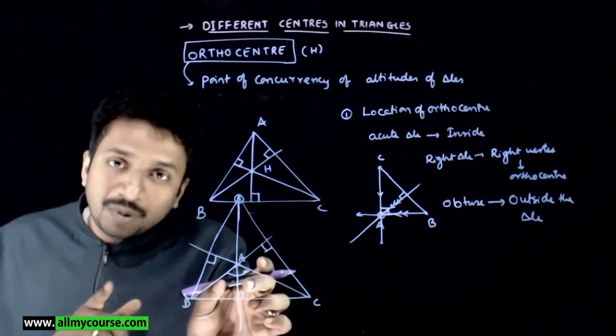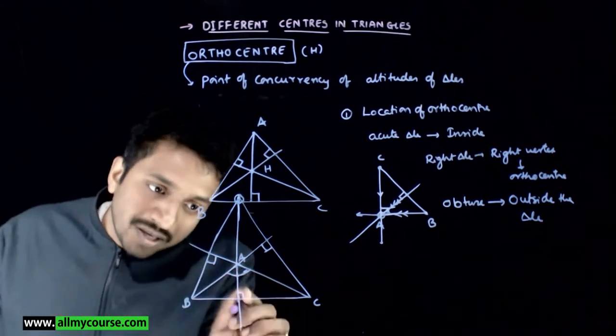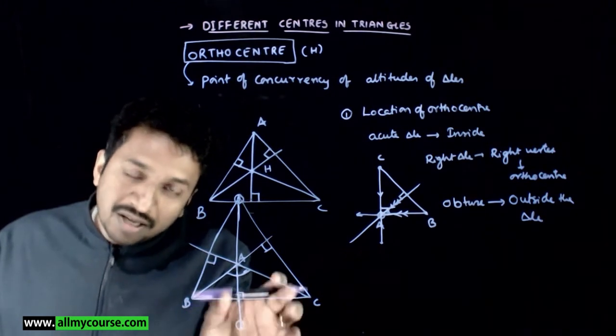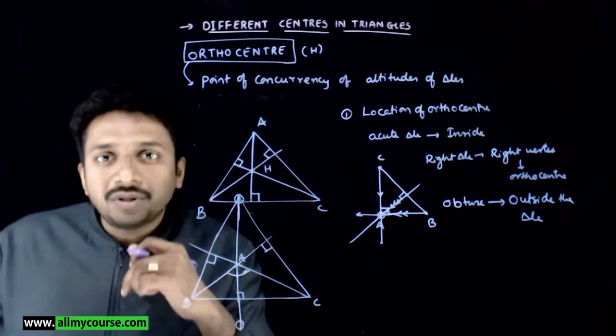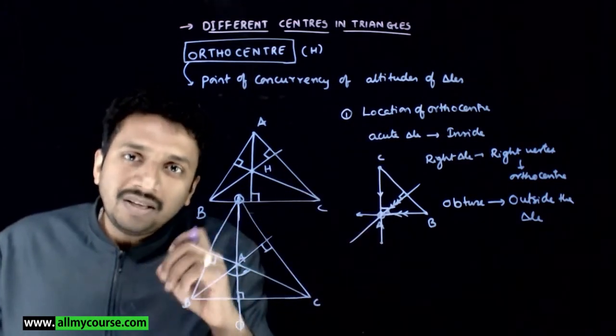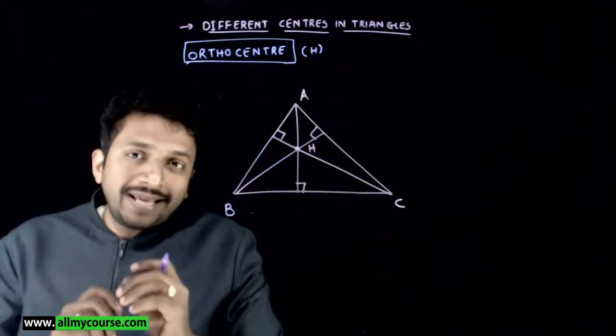We have seen that for an obtuse angle triangle, the circumcenter also lies outside the triangle, but towards the hypotenuse side. The circumcenter lies on this side of the hypotenuse. The orthocentre lies on the side of the obtuse vertex. So I hope you understood the first point about the location of orthocentre. So let us go to the next point.